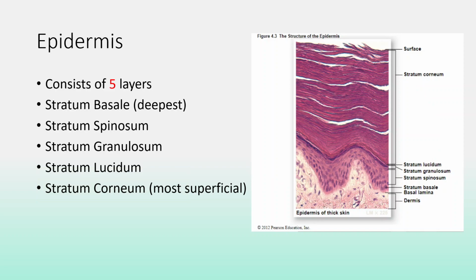Now let's look at the epidermis. So the epidermis consists of the 5 layers, starting with the stratum basale, which is the deepest, followed by stratum spinosum, stratum granulosum, stratum lucidum, and then finally stratum corneum, which is the most superficial.